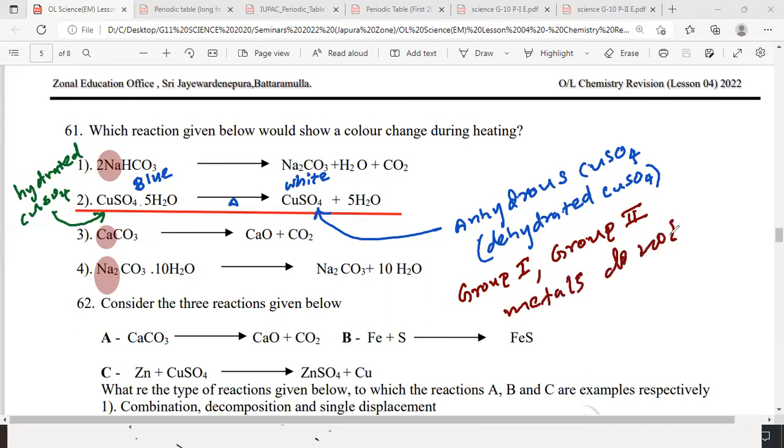Group 1 and group 2 metals do not form colored compounds. Please note this down.